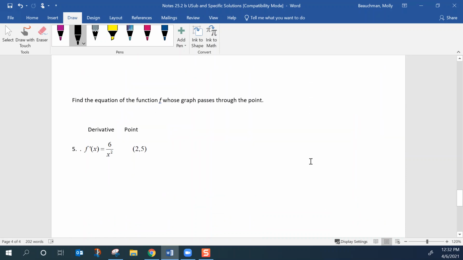Find the equation of the function f whose graph passes through the point. So if the derivative of my function is 6 over x squared, then I'm trying to find my function by taking the integral of 6 over x squared with respect to x. Remember that we have to write that as 6x to the power of negative 2 so we can apply the power rule, dx. So the integral would be 6 times x to the negative 2 plus 1, which is negative 1, over negative 1 plus an arbitrary constant.